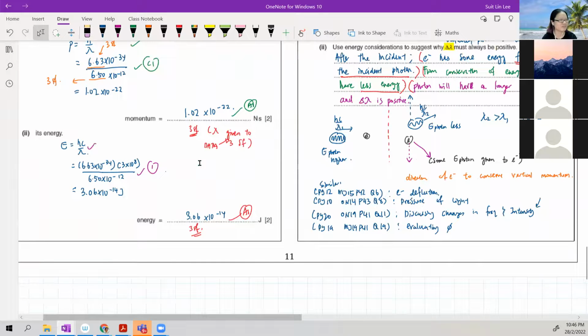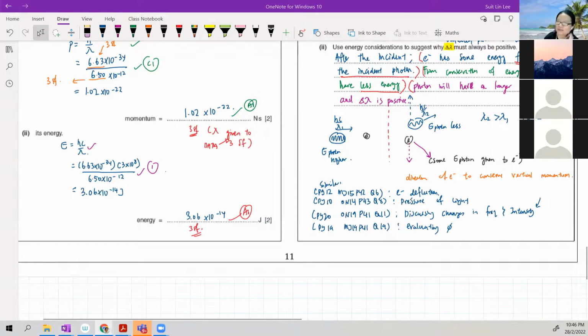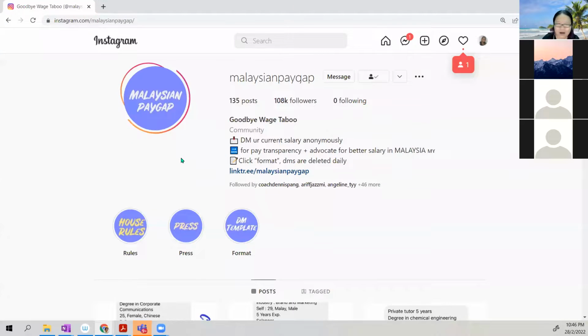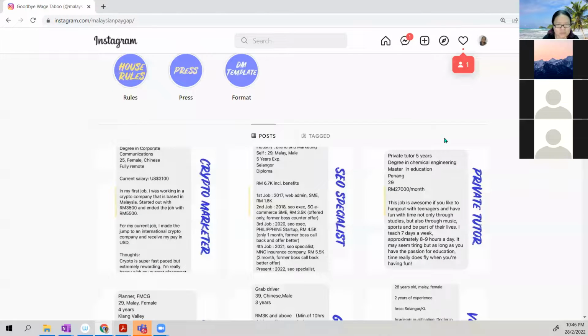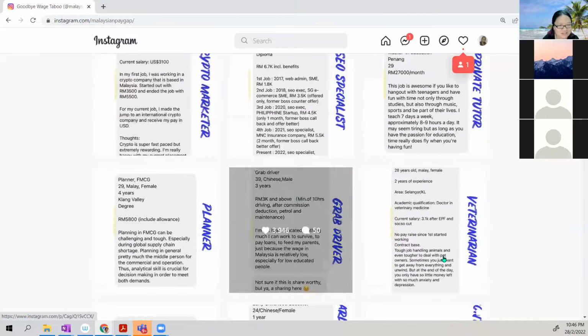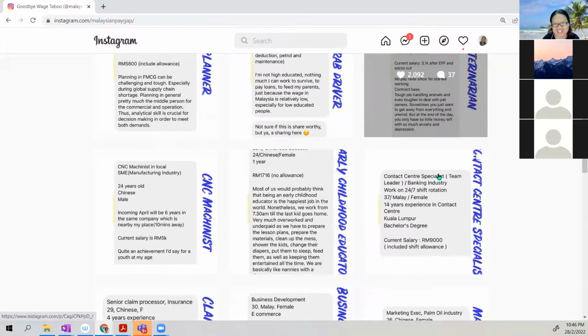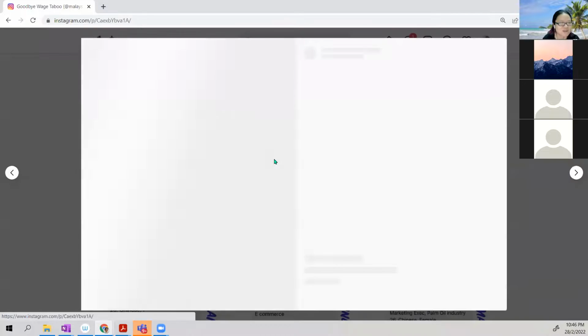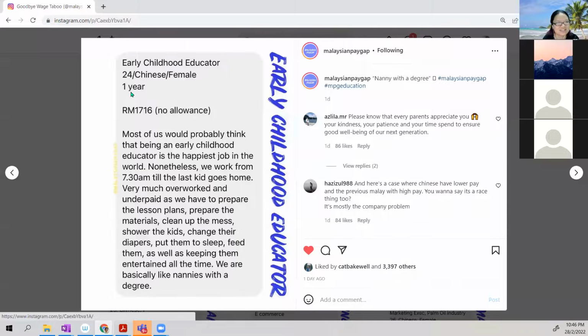I just found out, okay lah, now we sembang first. Do you know that this very interesting website that's been trending called the Malaysian Pay Gap? You heard of it? Actually, very cool one. If you want to know how each sector is, I don't know what you want to be, private tutor, crypto manager, marketer, Grab driver, veterinarian, you can actually see how much people earn, like kindergarten. Very sad.